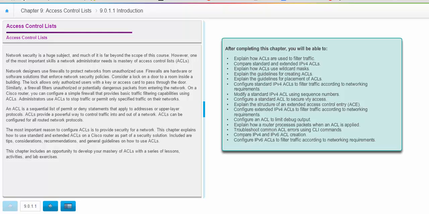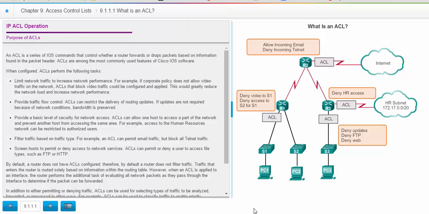ACLs provide a powerful way for you to control traffic into and out of your network, and they can be configured for all routed network protocols, not a specific protocol, but for all protocols. The most important reason to configure your ACL is to provide security for your network. The purpose of our ACLs is to determine what packets of information are allowed in or denied from coming in, and what's allowed out.